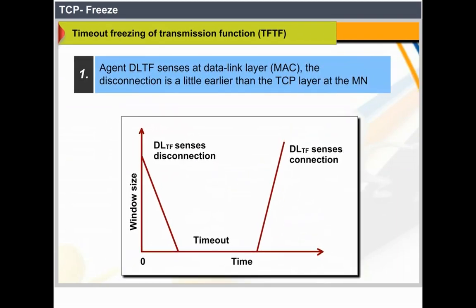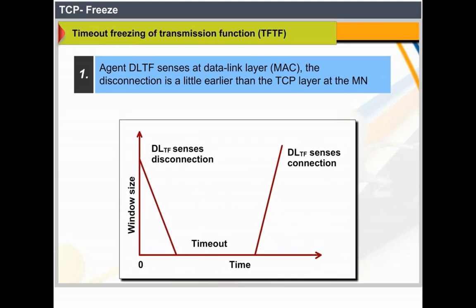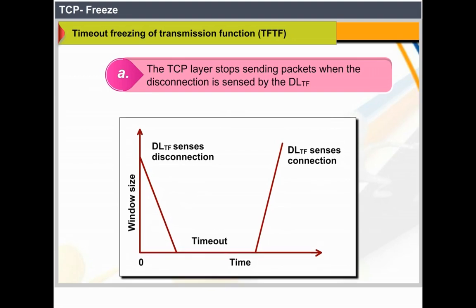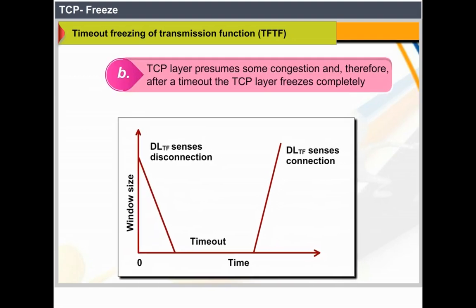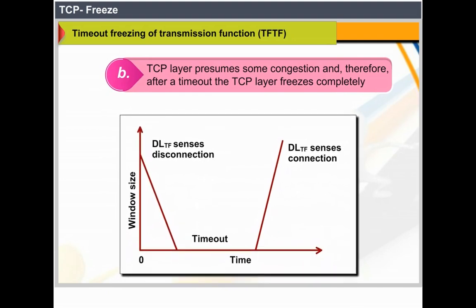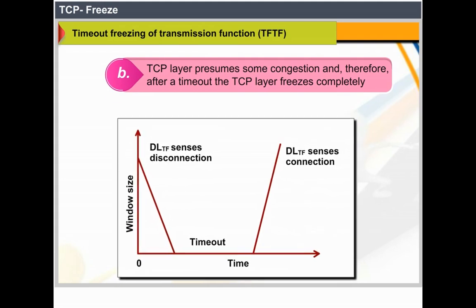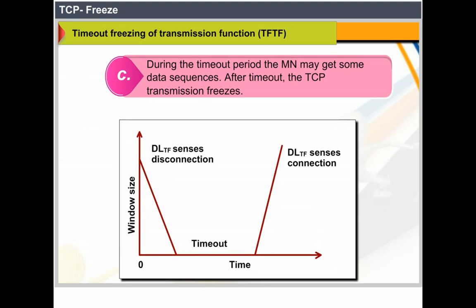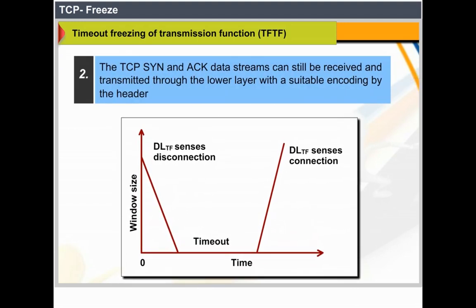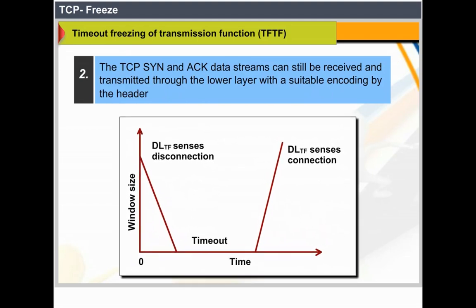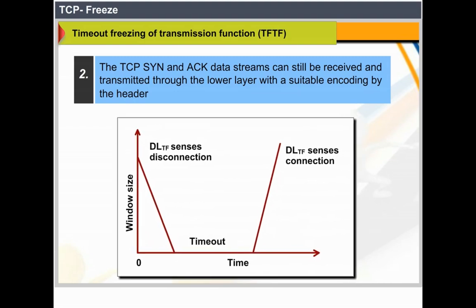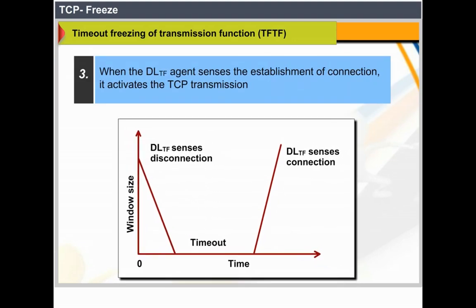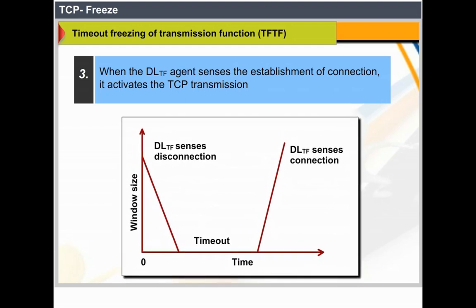Agent DLTF senses a data link layer MAC disconnection a little earlier than the TCP layer at the MN. The TCP layer stops sending packets when disconnection is sensed by the DLTF. The TCP layer presumes some congestion and therefore, after a timeout, the TCP layer freezes completely. During the timeout period, the MN may get some data sequences. After timeout, the TCP transmission freezes. The TCP, SYN and ACK data streams can still be received and transmitted through the lower layer with a suitable encoding by the header. When the DLTF agent senses the establishment of connection, it activates the TCP transmission.